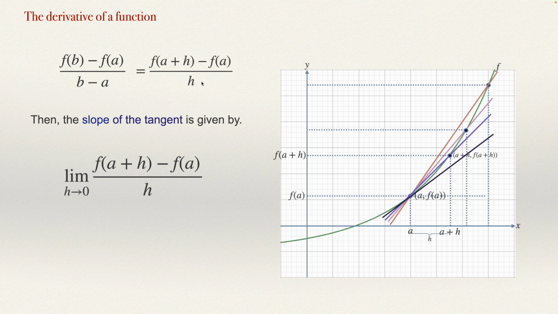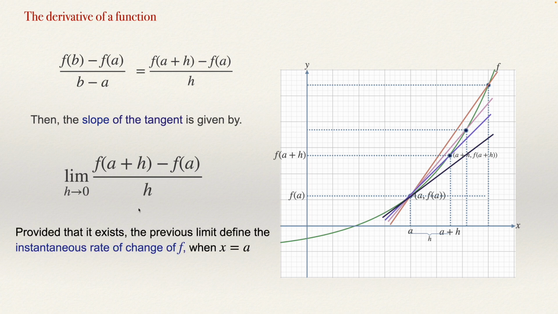The difference between a plus h and a is just h, so that is the value at the bottom. That means we have defined with this the instantaneous rate of change of f. Provided that this limit exists, this limit defines the instantaneous rate of change of f. So the slope of the tangent line will be the instantaneous rate of change.